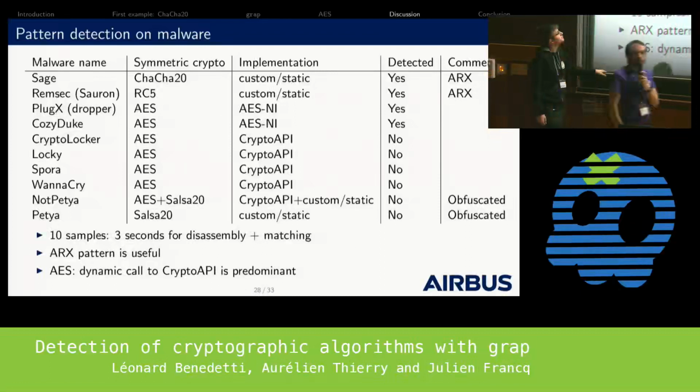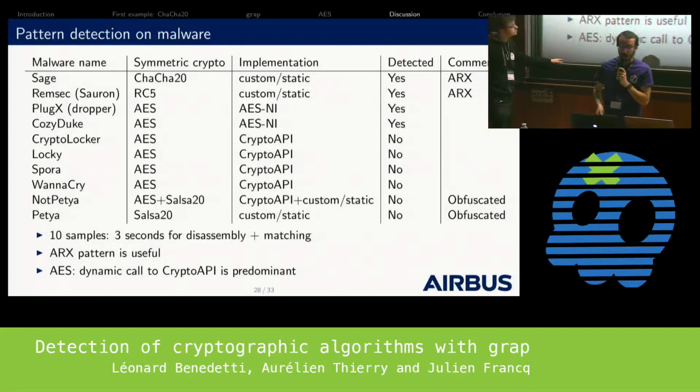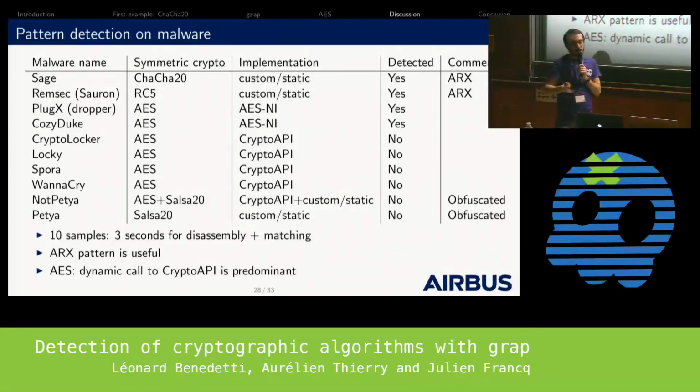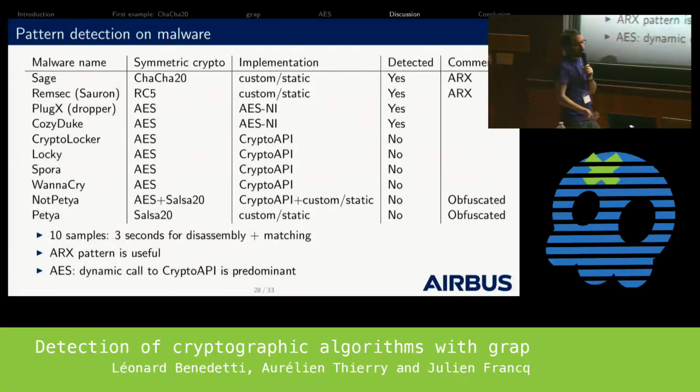Yeah, so what we wanted to do next was to match our patterns on real-life malware. So we did a quick analysis. This is still a work in progress, but we took some malware, some ransomware and some RATs, and we tried to see what we could detect. So the first thing we have here, 10 malware. I took something like 10 samples. It's not a lot of samples. As Léonard said, on malware it is much faster. For 10 samples, it takes less than 3 seconds for disassembly plus matching. And the results are the following.